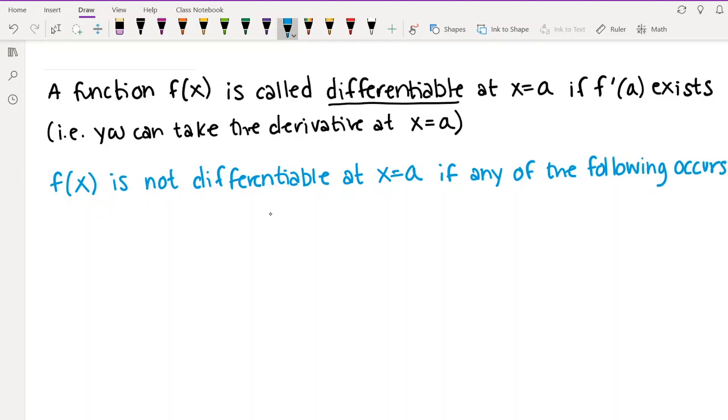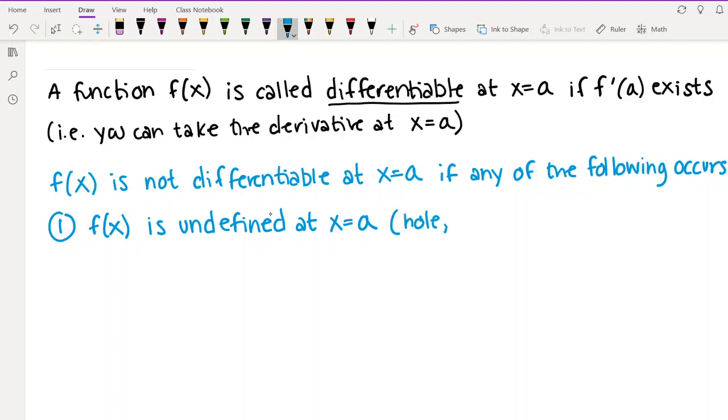So the first case would be if your original function is just straight up undefined. So if the original function is undefined, then there cannot be a derivative, right? That just kind of makes sense. And so that means you could have a hole or a vertical asymptote, or the graph could just literally not exist at that part. So if your original function doesn't exist, there is no derivative.